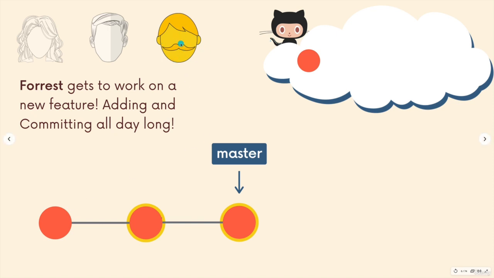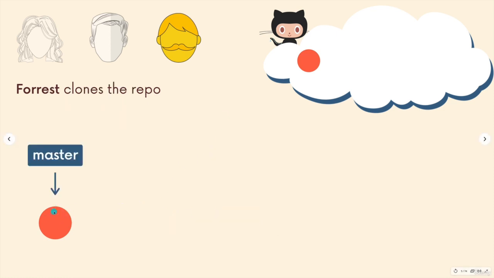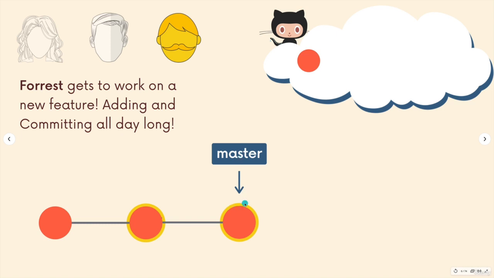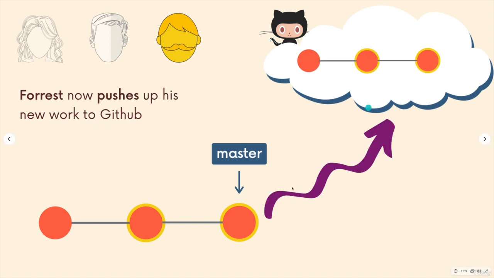Forrest, this guy here with the mustache, spends his day adding and committing. He's working on some new feature. He has 2 new commits. So this is what he started with here. He has 2 new commits worth of work on the master branch. So he wants to share that with everyone, right? He pushes that up. So you can see those new commits. There's now 3 total commits on GitHub.